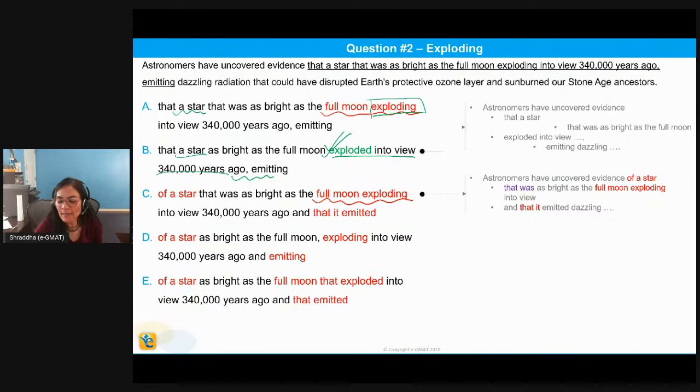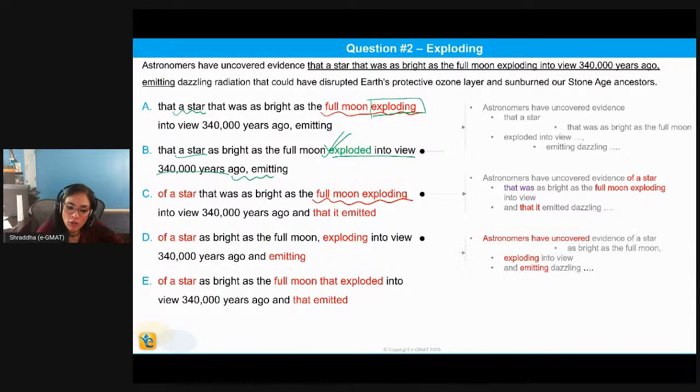So yes, choice C, apart from the modification error that we found in choice A, has other errors as well. Let's take a look at choice D. Again, wrong because of "of a star is bright as the full moon exploding into view." If you really look into the structure of this sentence, which is there on your screen: "Astronomers have uncovered evidence of a star."